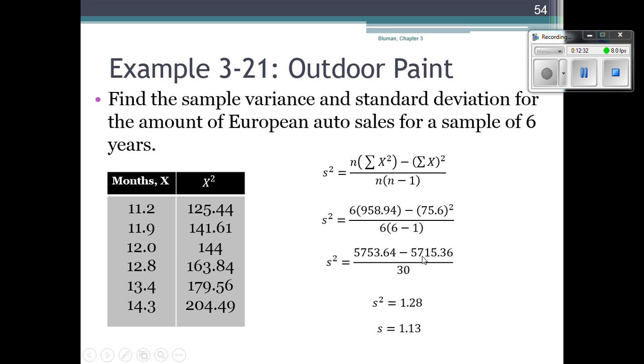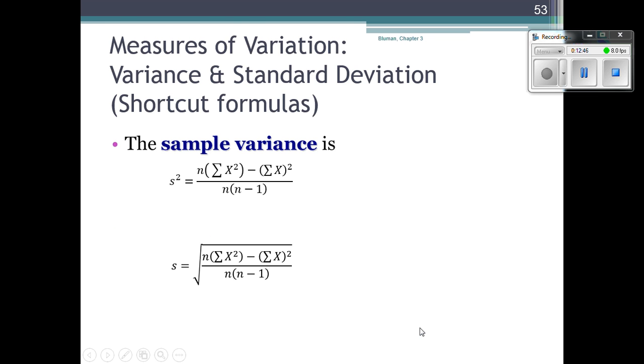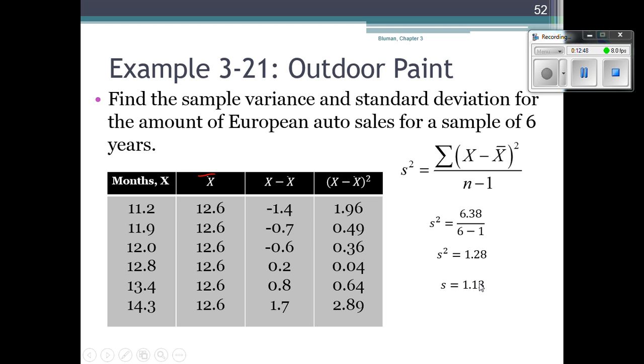We subtract these two numbers, we divide by 30, and we get the same number as we did on the previous one, 1.28. Take the square root of that, and of course you're going to get the same number again. So you see both formulas, same answer.